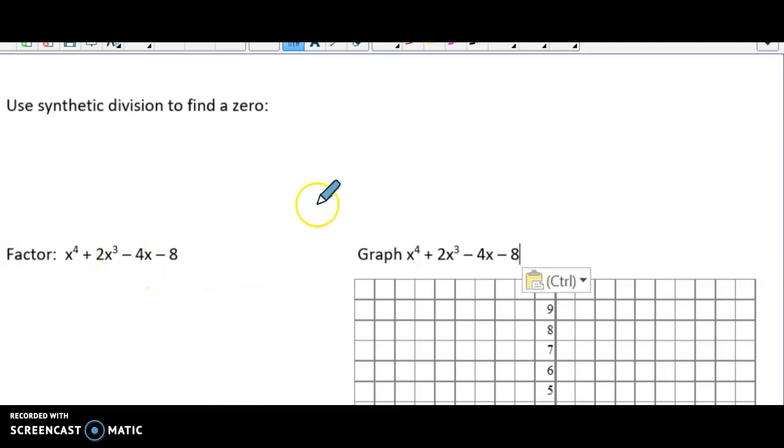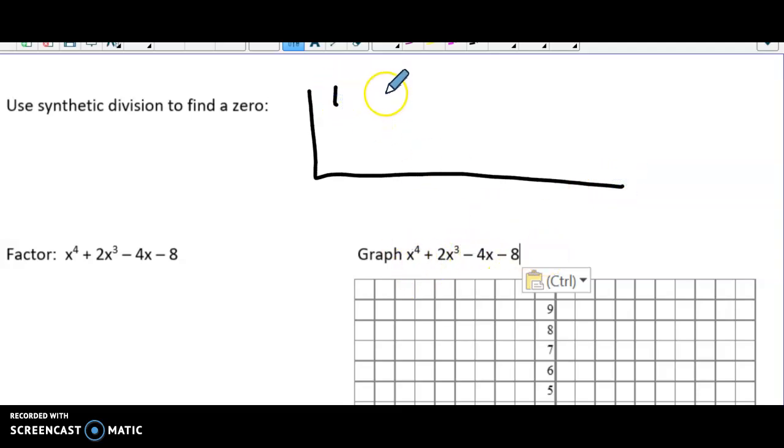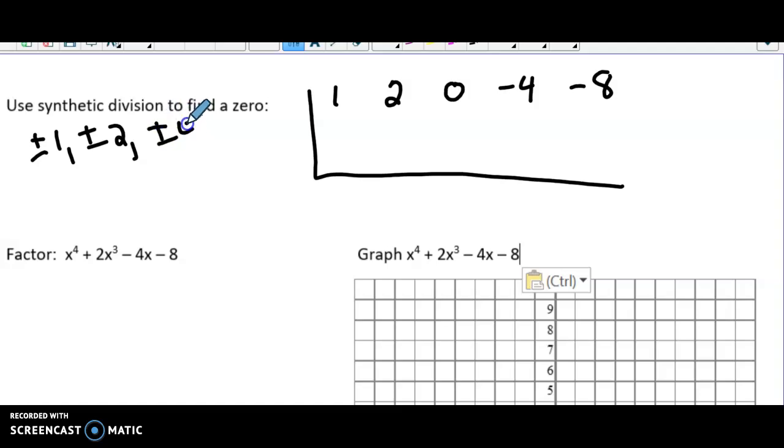So let's find the factors. I'm going to use synthetic division with my coefficients of 1 x to the 4th, 2 x cubed, 0 x squared, -4 x, and then -8. You have to have one spot for every degree less than what you started. Since I started with a 4th, I needed a 3rd, 2nd, 1st, and a constant. So even though there's not an x squared, I put that with a 0. Now the things I'm checking again were positive and -1, positive and -2, positive and -4, positive and -8.